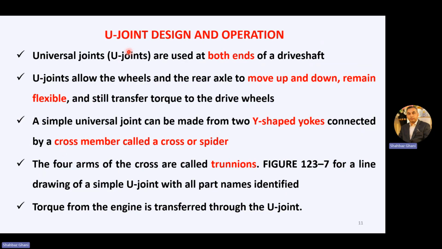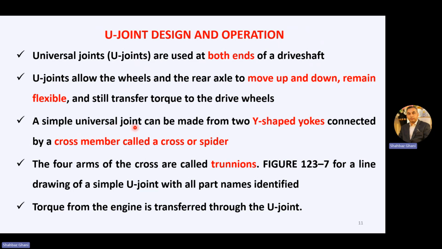Now, talking about U-joints design and operation. U-joints, universal joints, are used at both ends of the drive shaft. U-joints allow the wheels and the rear axle to move up and down, remain flexible, and still transfer torque to the drive wheels. That is the function of the U-joints.